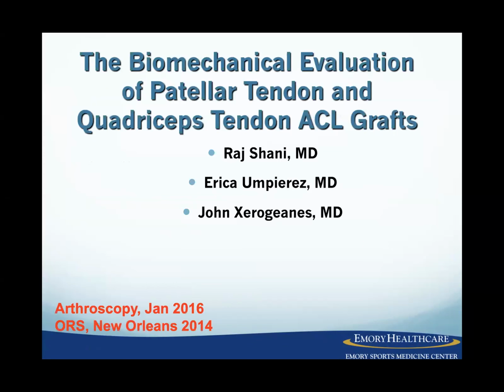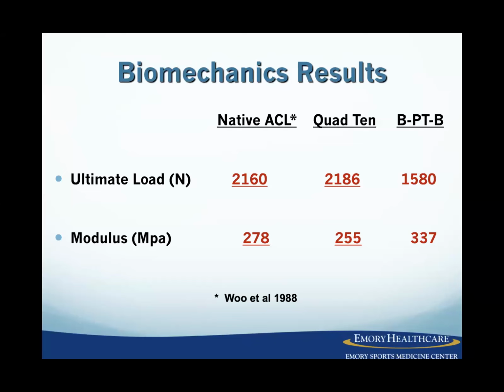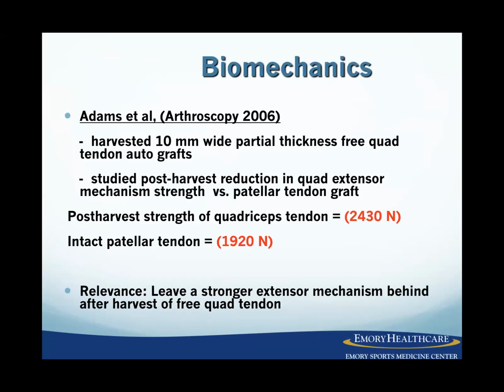If we look at biomechanics, we went in the lab again, and Monica's daughter did this study, and we pulled a bunch of these things apart. And what we found is that the ultimate load of a native ACL is very similar to a 10 millimeter quad tendon graft, and much greater than a 10 millimeter patella tendon graft. The modulus, which looks at the tissue quality, is much more similar to a native ACL with a quad tendon than a patella tendon. Now, that's really interesting stuff because remember, the patella tendon was at that time considered the gold standard graft.